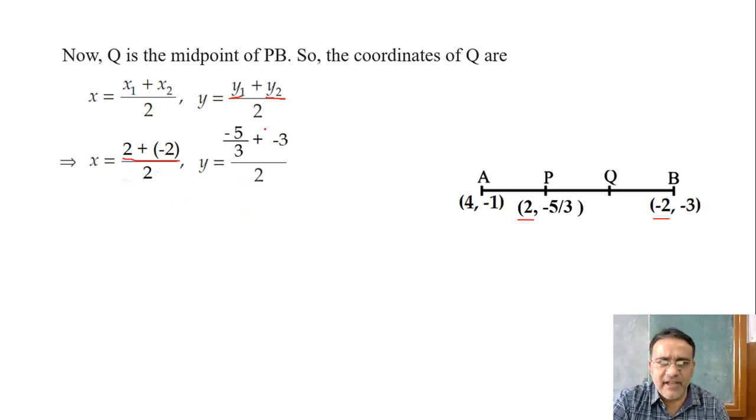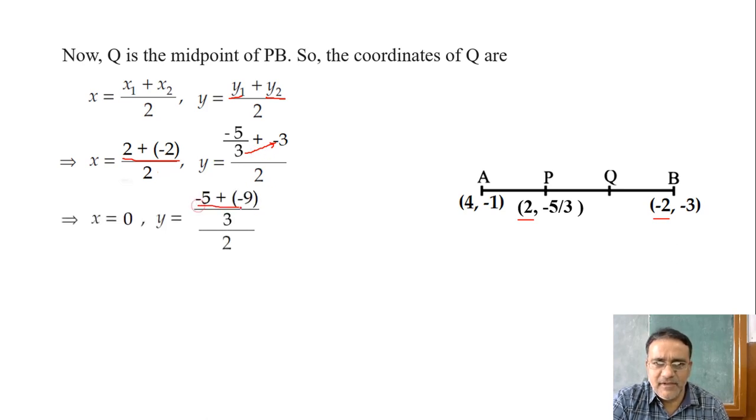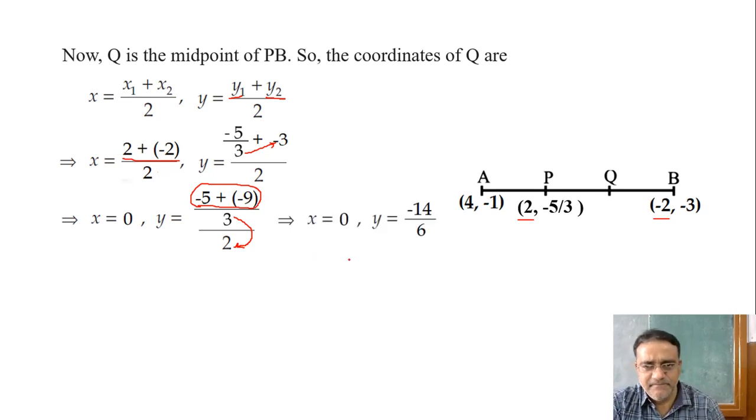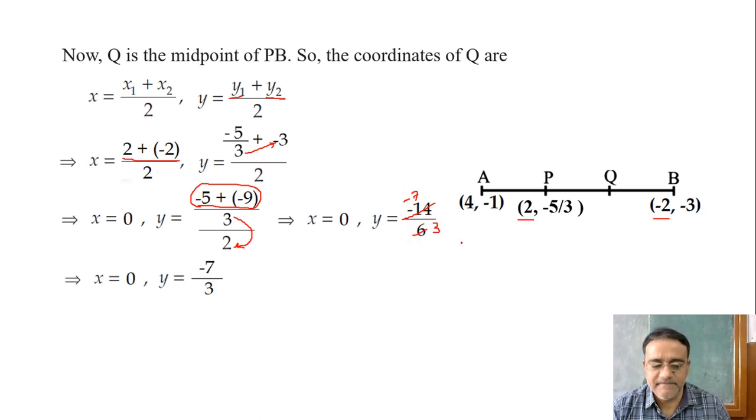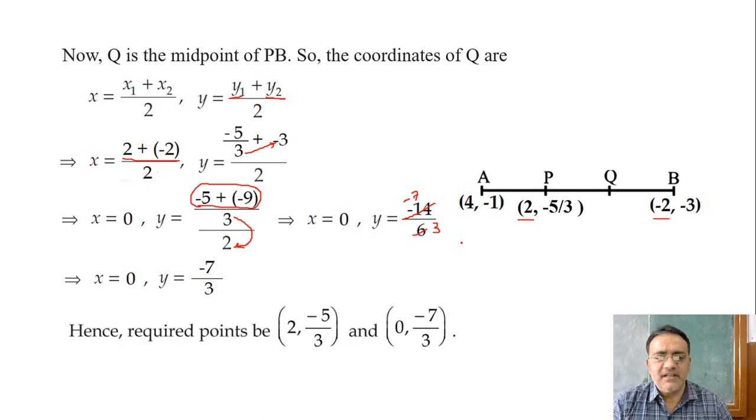and minus 5/3. Now here we have to take the LCM. If you take the LCM, this will come: minus 5 plus minus 9 over 3, and this will become minus 14, and this 3 comes down, so by 6, minus 14/6. Then simplify this: minus 7, divide by 2, we get 3. So we got 0, minus 7/3. So hence these are the two required points.